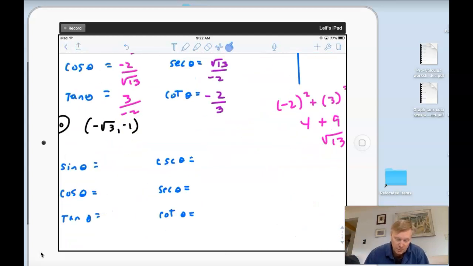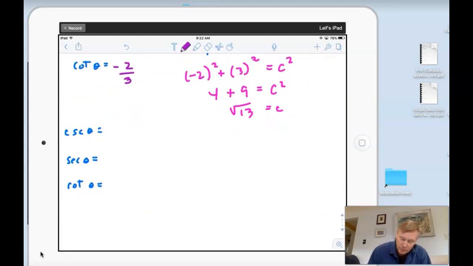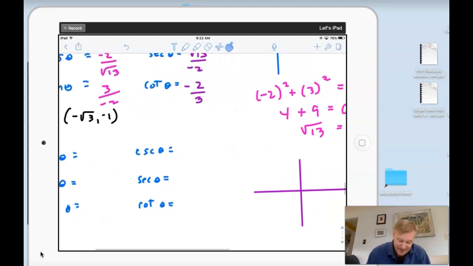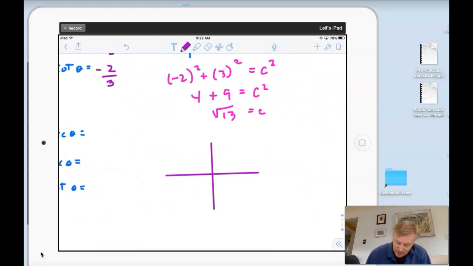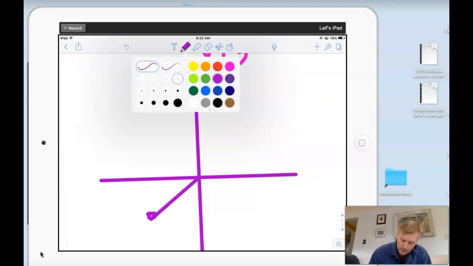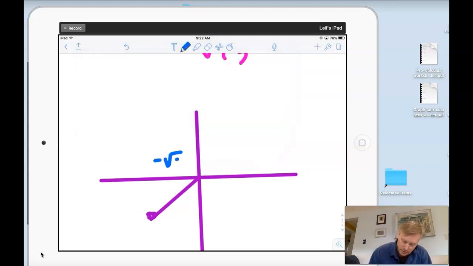This one, negative square root of 3, negative 1. Once again, draw a triangle. A graph. Negative square root of 3, negative 1. So, negative square root of 3, negative 1 will be down here somewhere. Okay, draw my line like this. Change some colors. So this is negative square root of 3. This is negative 1. This always goes to the x-axis, okay? So this is my negative 1. Here's my theta. Theta always goes between the x-axis and the line by the origin.